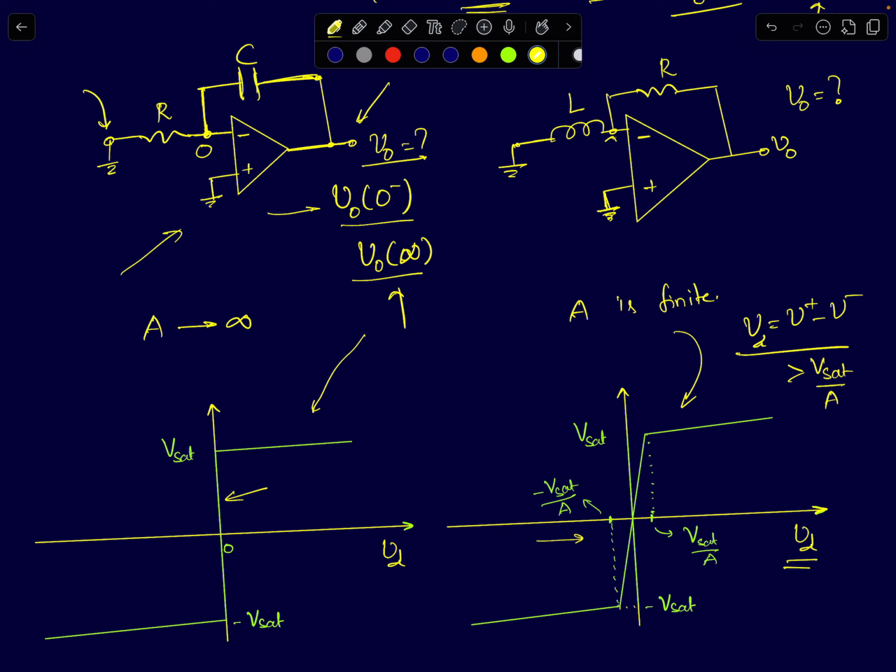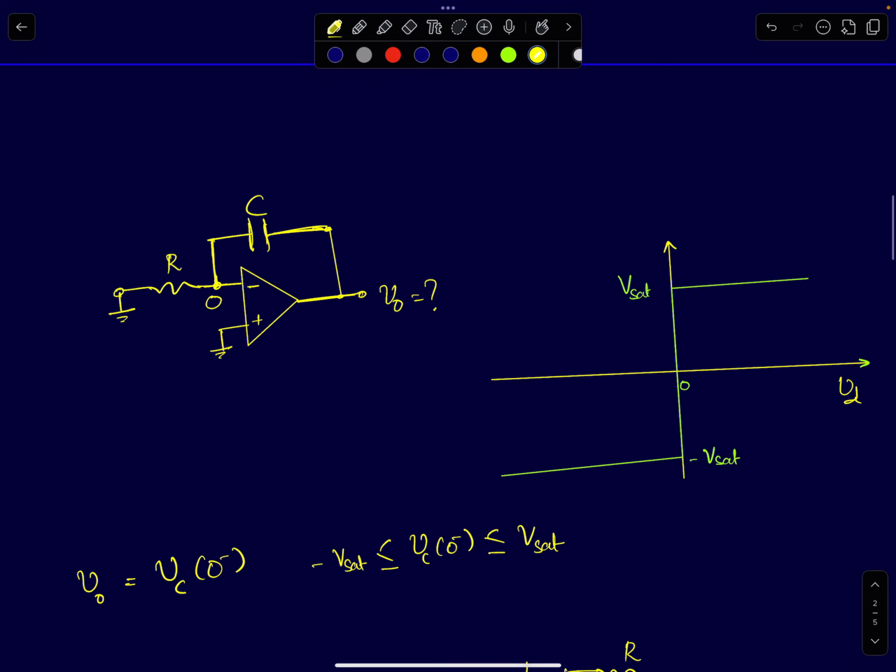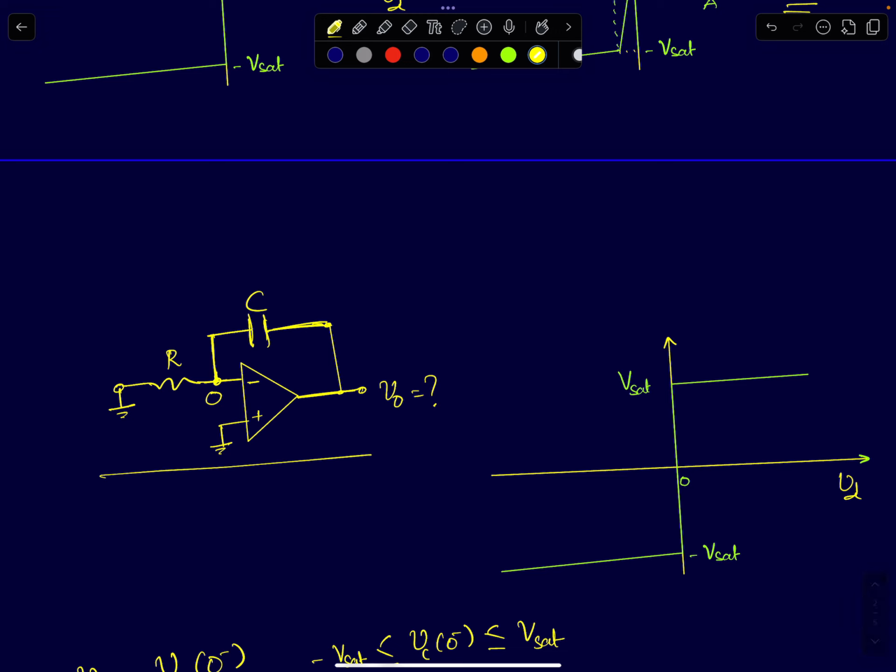So this is the characteristic, and you are supposed to find out what will be the steady state output voltage for both these cases. So first we'll start with this circuit, a simple RC integrator circuit, and the assumption is the op-amp gain is infinity, but the output is saturated. The saturation limits are between minus Vsat and plus Vsat.